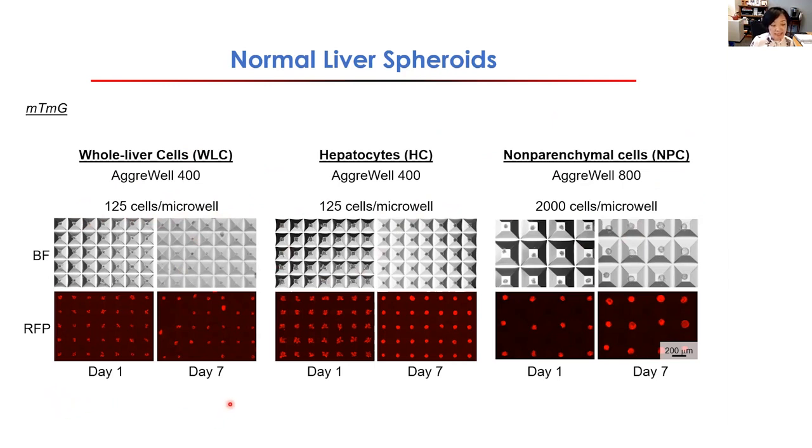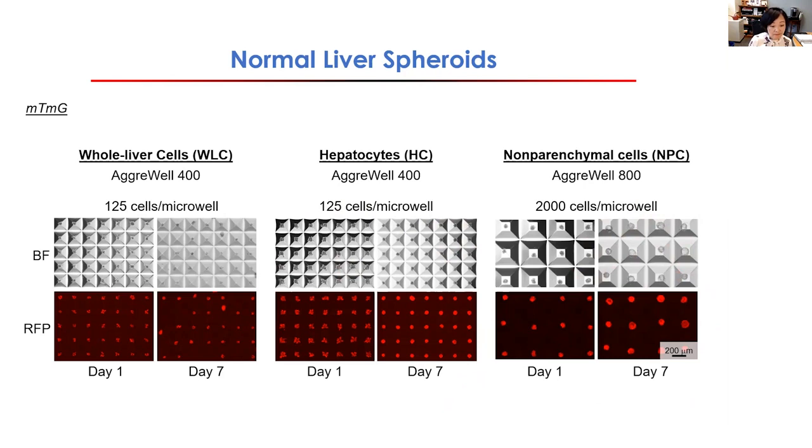As you can see, by using just 125 cells per microwell, we can generate WLC spheroids by day 7. And for hepatocytes, just as reported before, it's very easy to form spheroids. Again, with 125 cells per microwell, you can have these beautiful hepatocyte spheroids forming by day 7. And for non-parenchymal cells, there's a reason why NPC spheroids have not been reported before: it was quite difficult for them to aggregate and form spheroids. But we found that when we use a larger AggreWell and put 2,000 cells into one microwell, then by day 7 they also manage to come together and form spheroids like this.